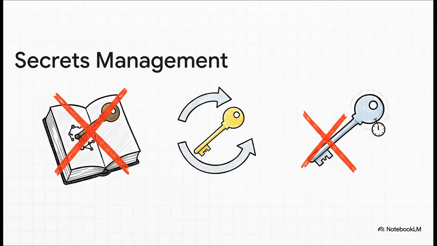So you have to practice good secret hygiene. Rule number 1, never, ever, ever check secrets into Git. Just don't. You should also rotate your credentials regularly, and even better, whenever you can, use temporary credentials like IAM roles instead of long-lived static keys that can be stolen.